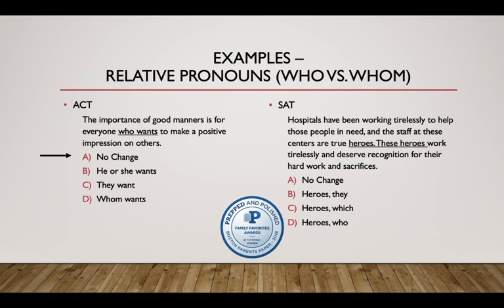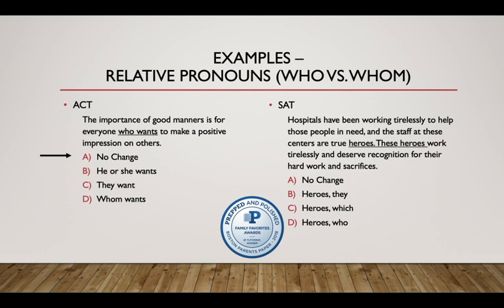Let's look at an SAT example. Hospitals have been working tirelessly to help those people in need, and the staff at these centers are true heroes. These heroes work tirelessly, as I said before, and deserve recognition for their hard work and sacrifices. Now, I have heroes, period, these heroes, comma, they, heroes, comma, which, or heroes, comma, who. Now, if I'm talking about heroes, I'm talking about people, which, I talk about this in another live stream, eliminates the answer which, because we're talking about people.